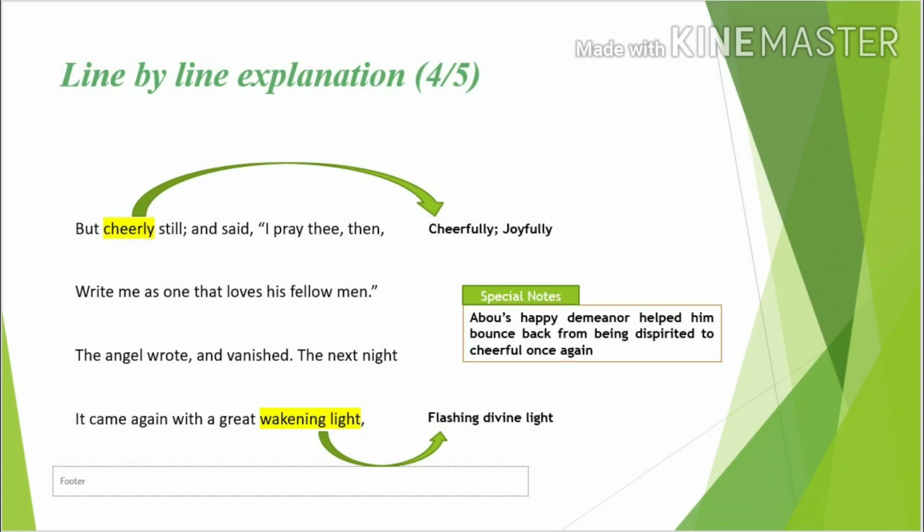And Abou, right after feeling low for about a couple of minutes, he again just revives and says that I pray thee, when you write the names of the ones who loves his fellow men, who loves his neighbors, then please write my name also. So he wants his name to be written in the list where the angel is writing the names of the people who love other people, meaning love for mankind. Okay. The angel wrote and vanished. So that night, the angel just vanished.